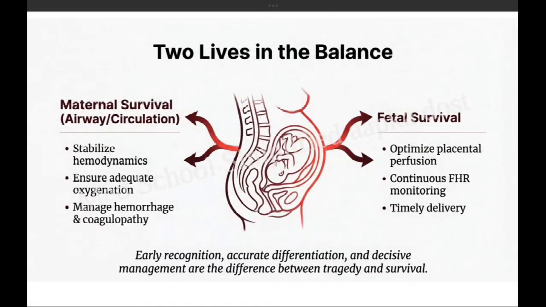Then in the end, I will say the two lives we have to keep in balance: the maternal survival and the fetal survival. The maternal survival we will assess by airway and circulation. We have to stabilize hemodynamics. We have to ensure adequate oxygenation. We have to manage hemorrhage and coagulopathy. For fetal survival, we have to optimize placental perfusion, continuous fetal heart rate monitoring, and timely delivery.